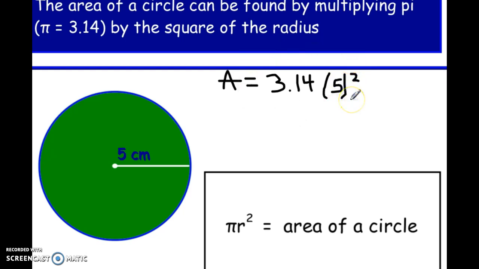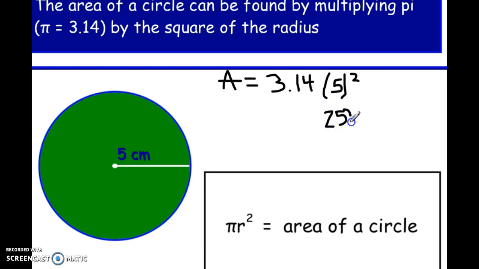Now, remember those little order of operations? This is one of those times where we'll use that. We do not multiply before we do exponents. We have to do exponents first. So 5 times 2 is not what we're doing. We are doing 5 times 5, which is 25.